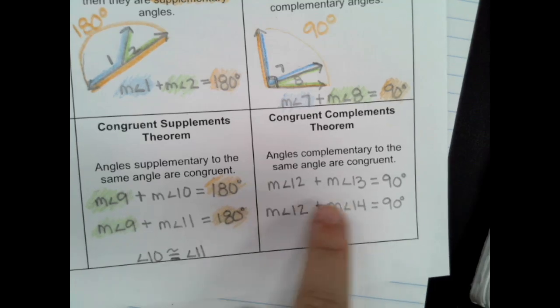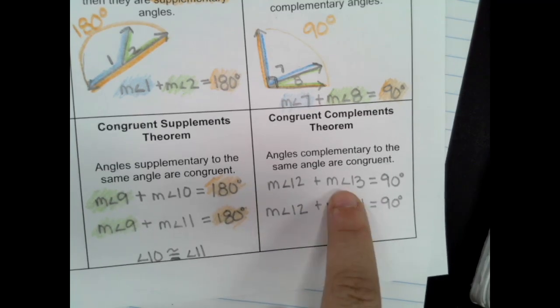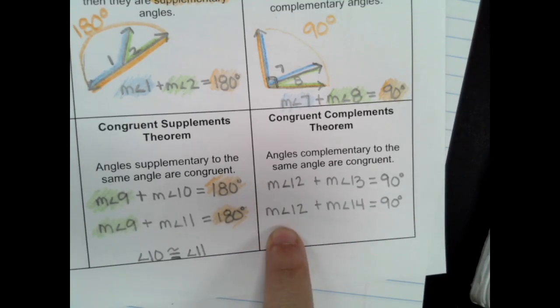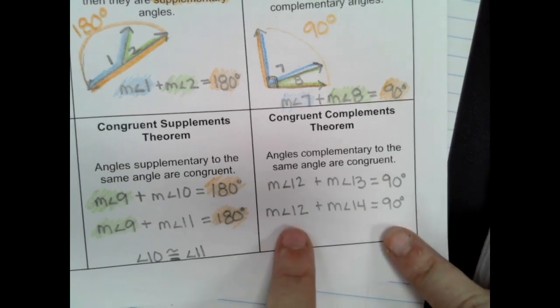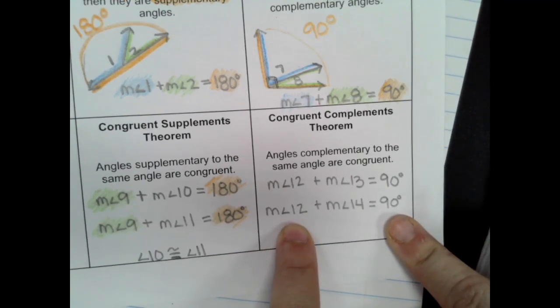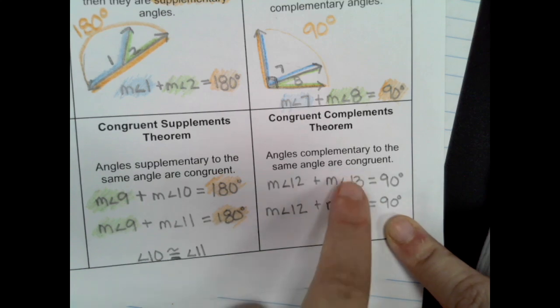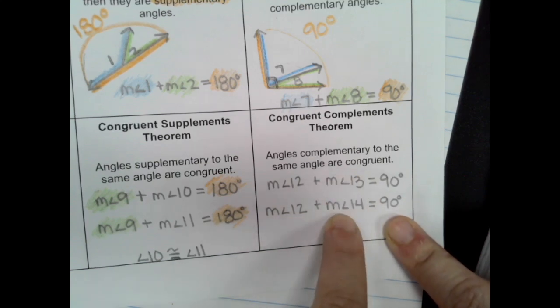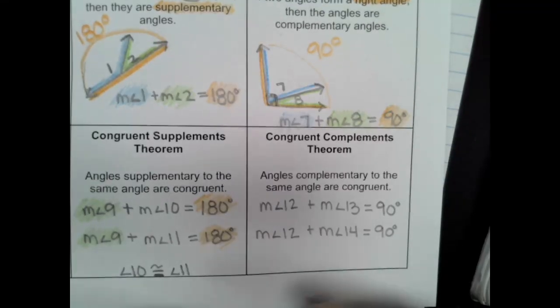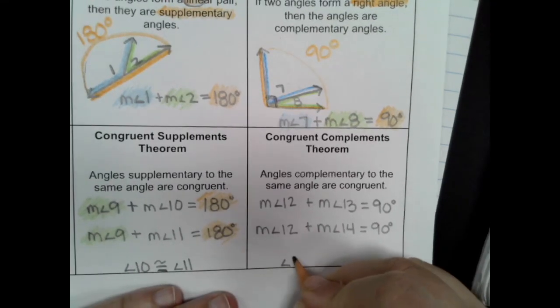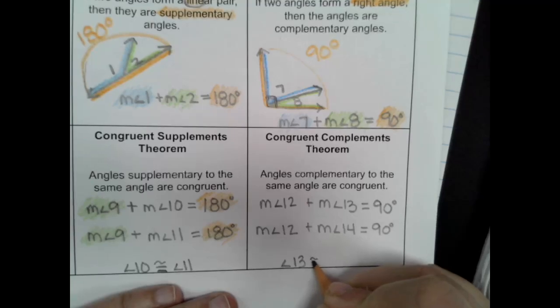50 plus what is 90? 40. Now we have 50 again. Is there any other number I can add to 50 to make 90? No. So because there's no other number that works, it has to be 40. That means these two have to be congruent. They have to be the same. They're going to end up being the same number, the same amount, and the same amount means that they are congruent.